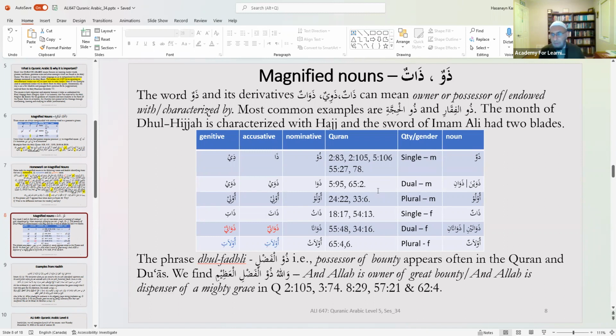Because we are limited in time, let us look at some of the feminine cases, then we'll come back to masculine. So let us look at 18:17. Surah 18, ayat 17. Bismillah ar-Rahman ar-Rahim. وَتَرَى الشَّمْسَ إِذَا طَلَعَتْ تَزَاوَرُ عَنْ كَهْفِهِمْ ذَاتَ الْيَمِينِ.